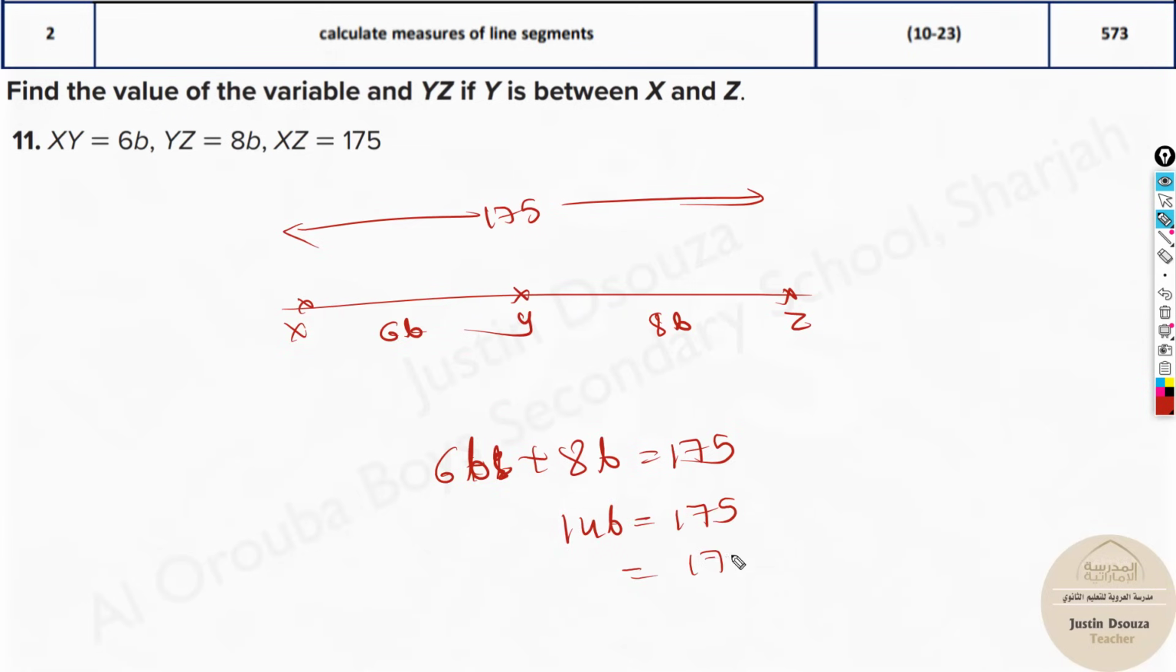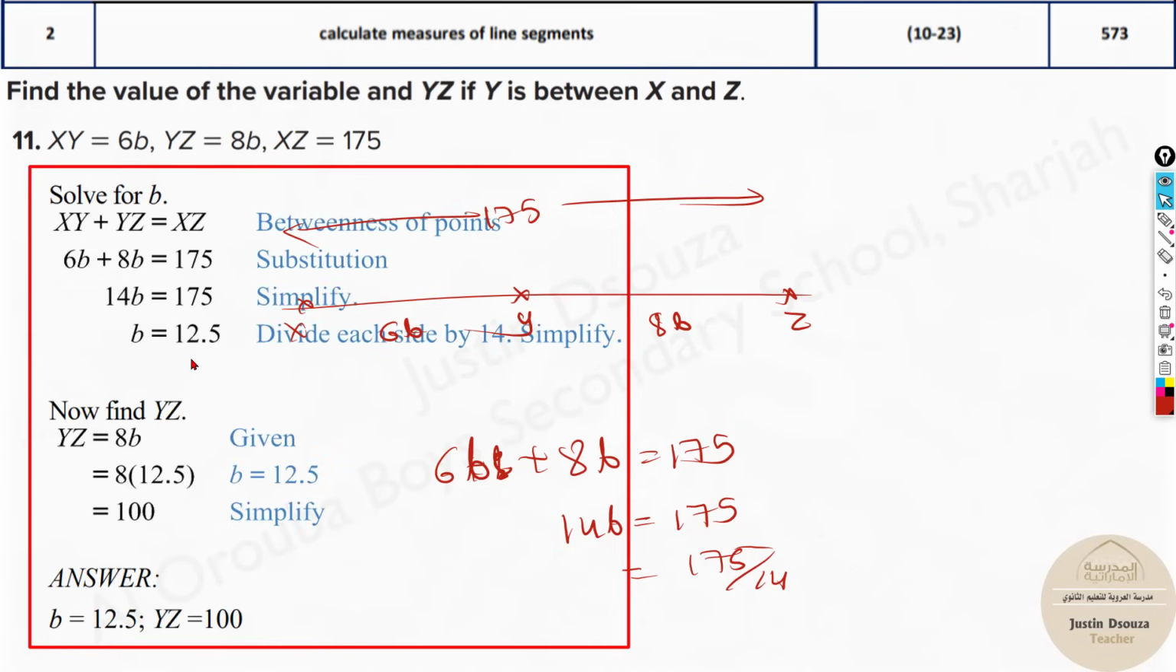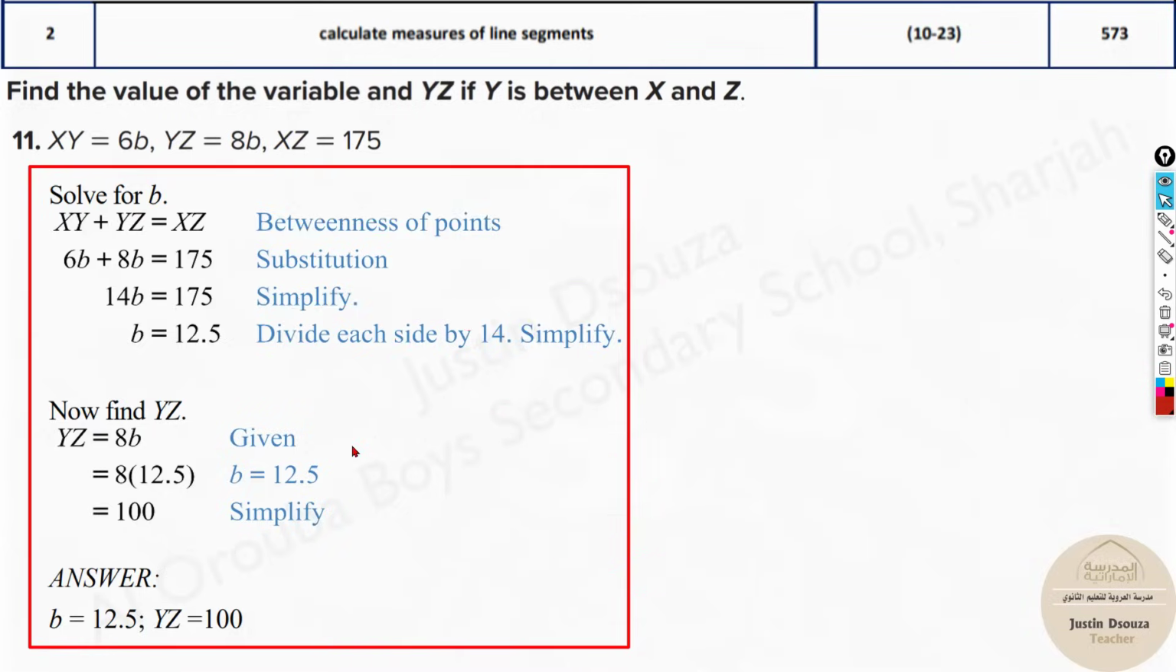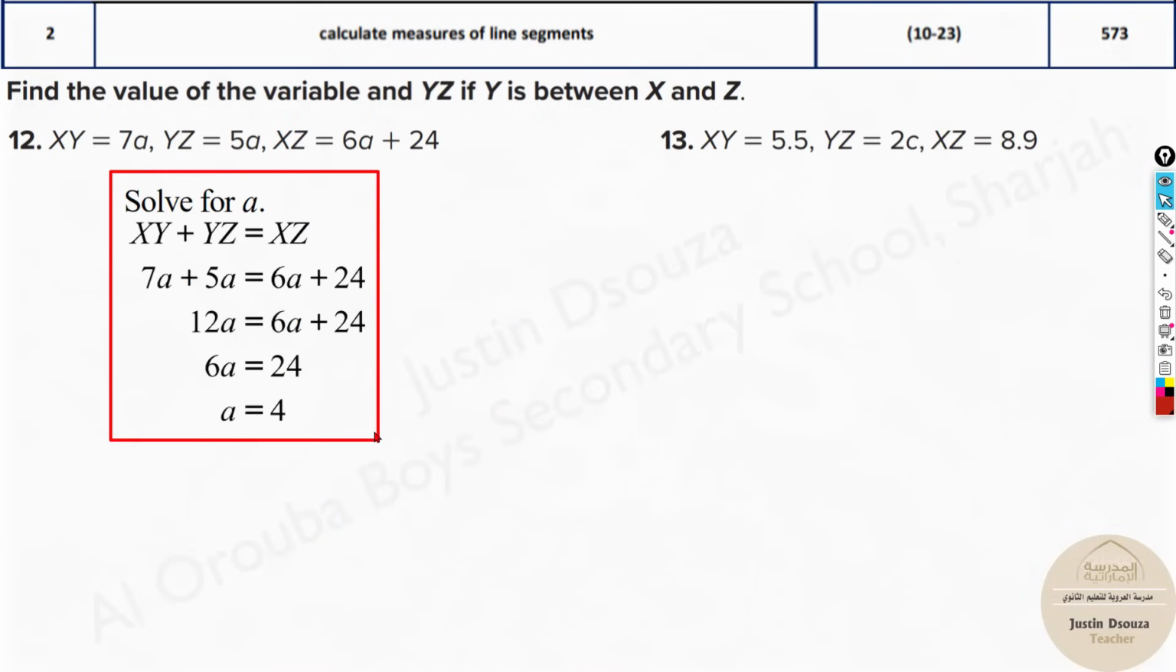Now just divide 175 by 14, and then substitute the b value over here and solve for whichever you need. If it's yz, 8 into 175 by 14. So that's the answer. b is 12.5 here, and then it'll be 100. Please do the remaining problems by yourselves.